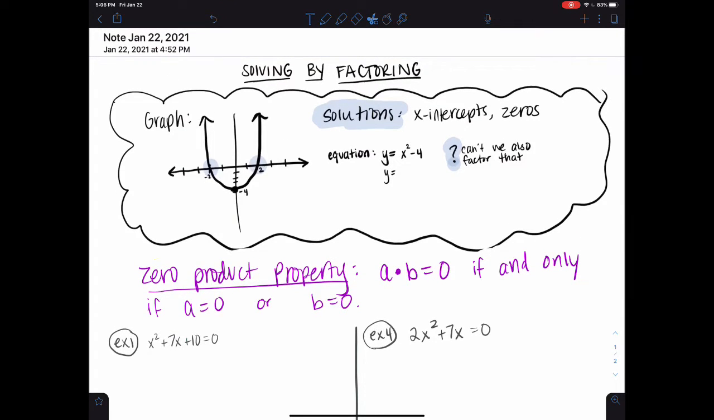the graphs. Now, when we graphed the equation y equals x squared minus 4, we got this parabola shape that crossed the x-axis at -2 and +2. Now, another word for x-intercept was zeros, because it's where the y value equals 0 for this equation. We also called it the solutions, and that's really why we need to factor.